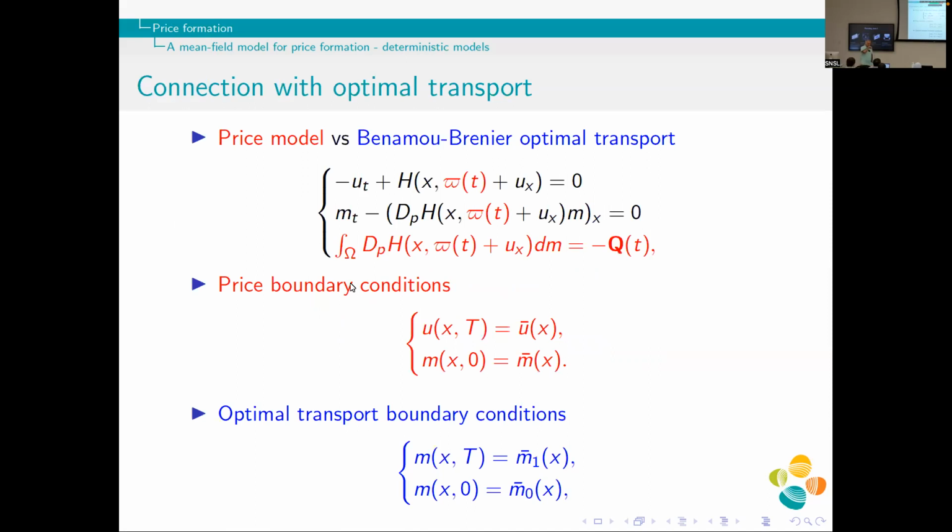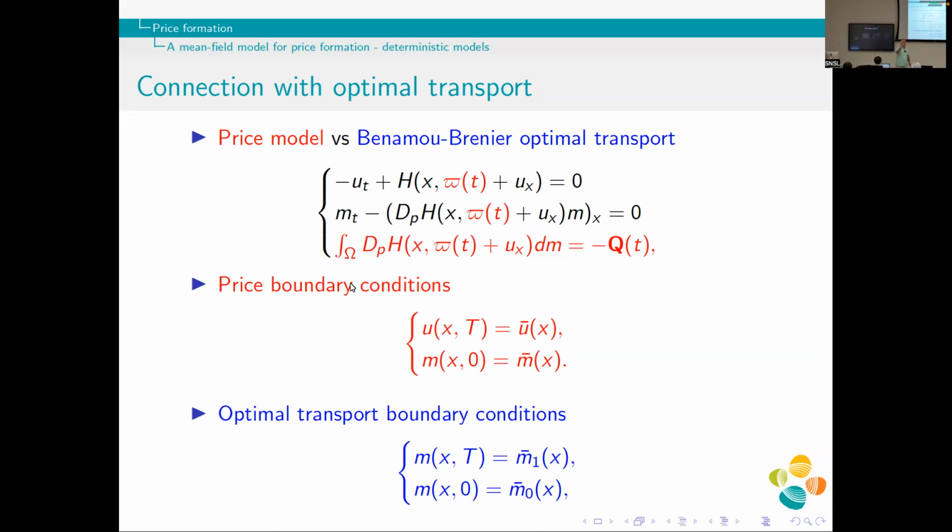Now, for those of you who are familiar with optimal transport, this problem is really similar to the Benamou-Brenier optimal transport. So if you remove everything in red, which corresponds to the price model, and replace it by anything in blue, you get the Benamou-Brenier formulation of optimal transport. So the Benamou-Brenier formulation of optimal transport is solving a backwards Hamilton-Jacobi equation together with a transport equation together with optimal transport conditions, which mean you are trying to take one measure into another probability measure.